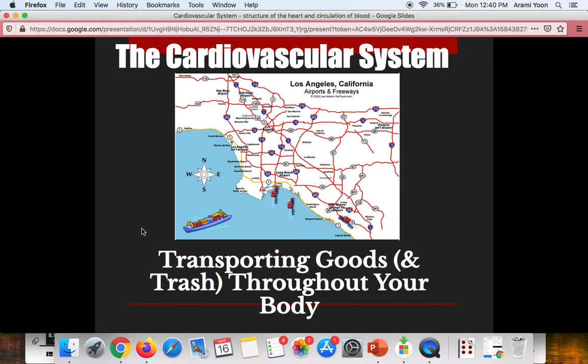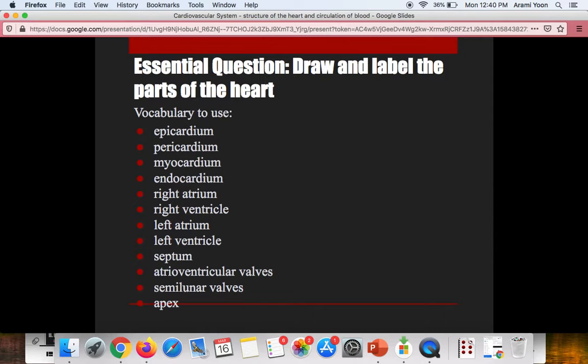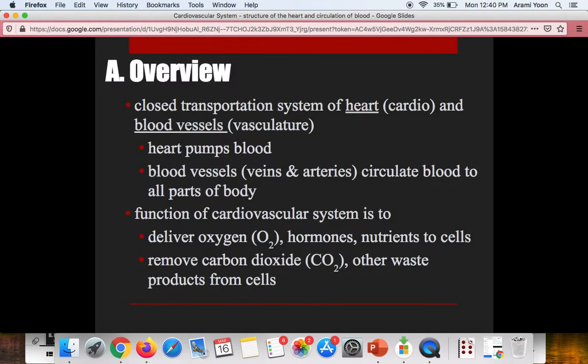Anyways, the essential question for this part of the lecture, and there are two parts in this lecture, is: draw and label the parts of the heart using the vocabulary that you see here. If by the end of the first half of this lecture you can answer this question using all of these words, then that means that you have probably mastered this concept.